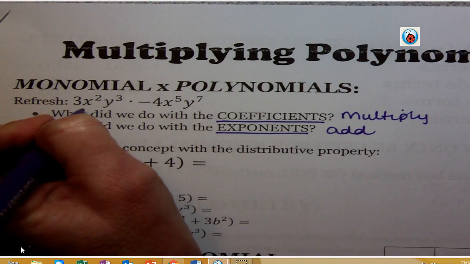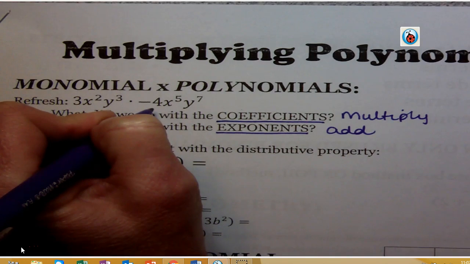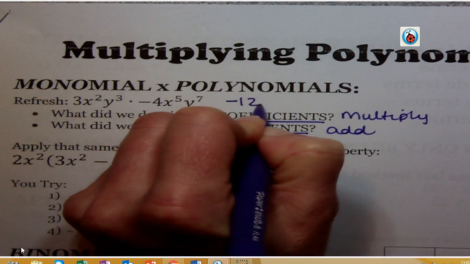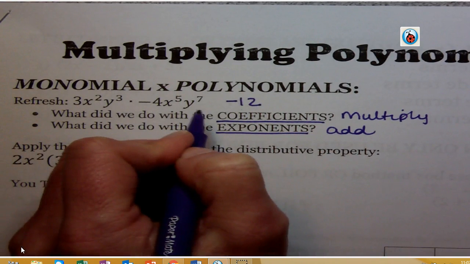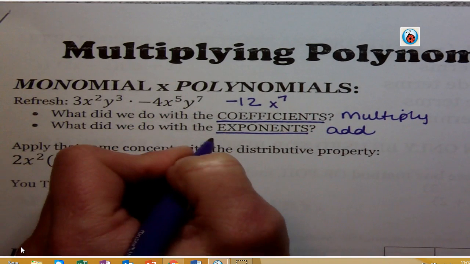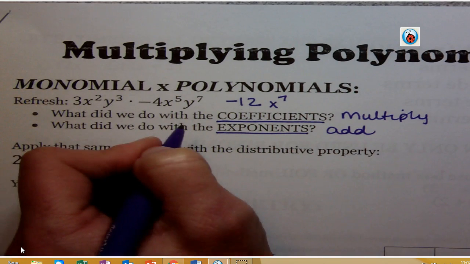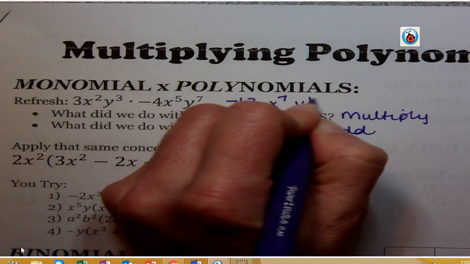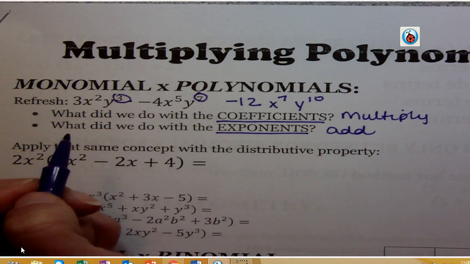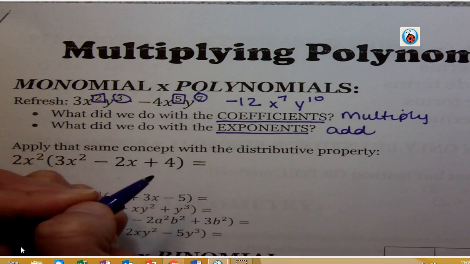So if we were to multiply 3x squared y cubed by negative 4x to the 5th y to the 7th, we would multiply 3 times negative 4, which is negative 12. X squared times x to the 5th is going to give us x to the 7th. And y cubed times y to the 7th is going to give us y to the 10th. We have added those two to get 10. We have added these two to get 7. Okay?